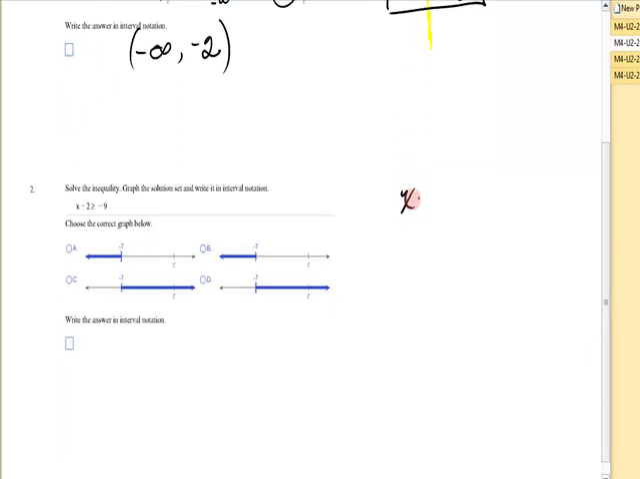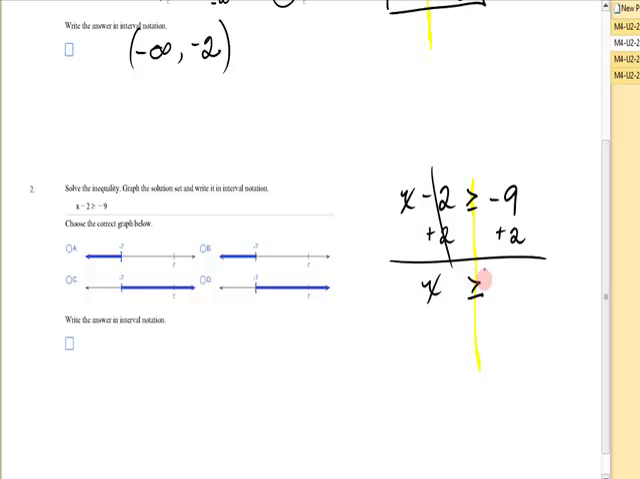I have x minus 2 is greater than or equal to negative 9. I need to get x by itself, so I'm going to add 2 to both sides. x is greater than or equal to, remember to keep that symbol, negative 7. Greater than or equal to, both of those go to the right. So I know that it is not either one of those. Because it says greater than or equal to, I need a bracket at negative 7. It's right there. It is choice D.